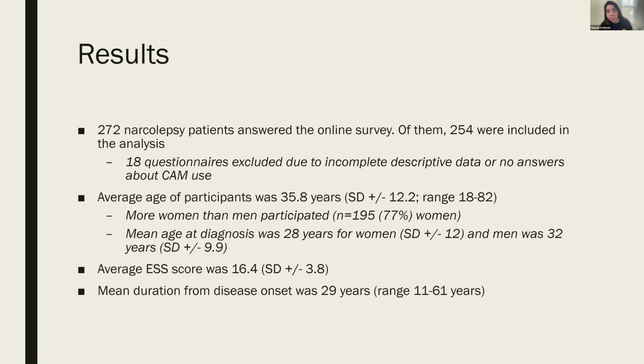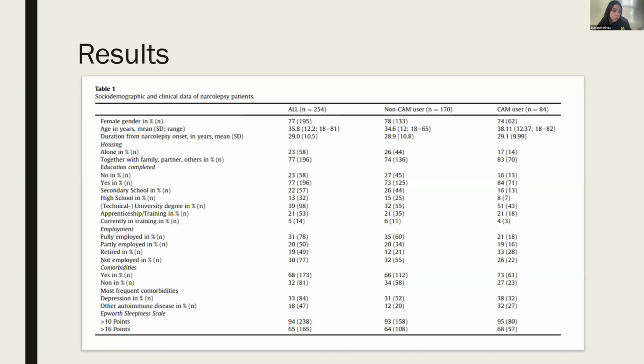The average age of the participants was around 35.8. More women than men did participate in the survey. The mean age for women was around 28 years old, and for men it was 32 years old. Average Epworth Sleepiness Scale was 16.4, and the mean disease duration was around 29 years. I did mention that the age was 35.8, but it ranged very widely, between 18 years and 82 years old.